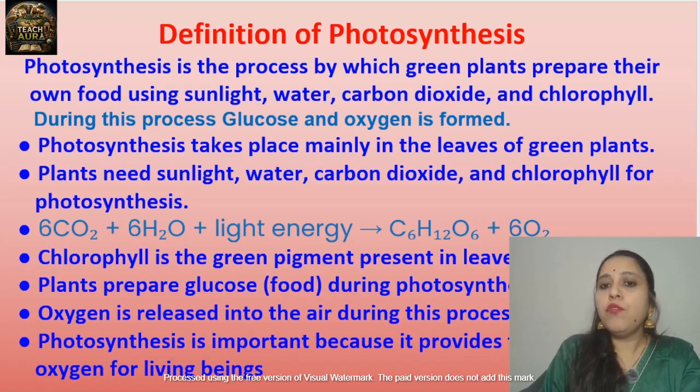And here chlorophyll is a green pigment present in leaves, right children? So plants prepare glucose food during photosynthesis, and what is released? Oxygen is released during this process. And glucose is formed, which we have just told earlier. So photosynthesis is very important because it provides oxygen for all living beings. So this is how you are going to write the definition of photosynthesis, right children?